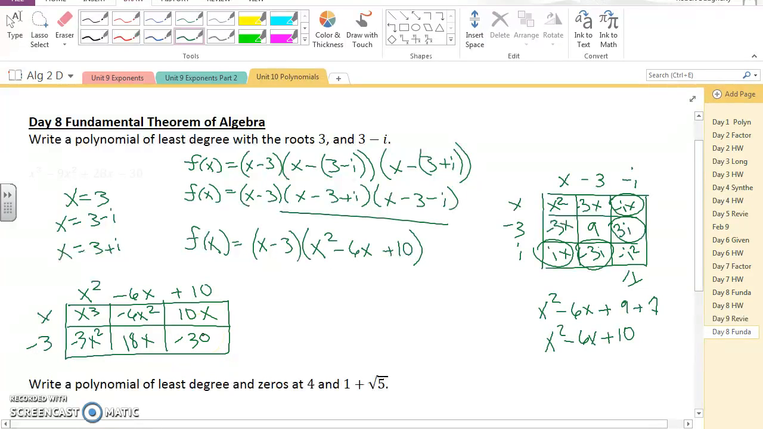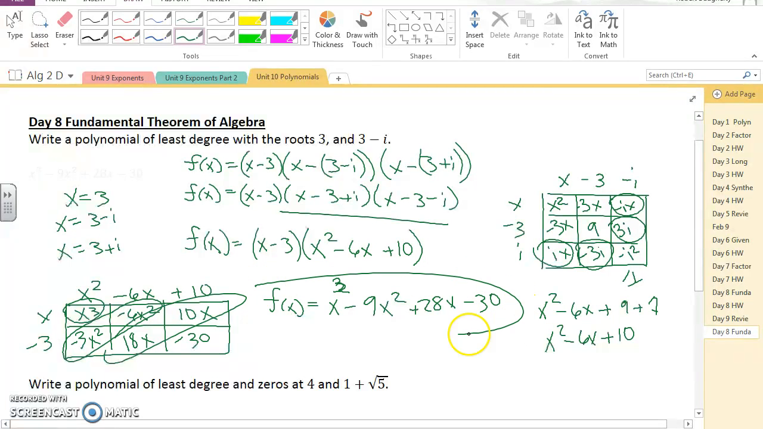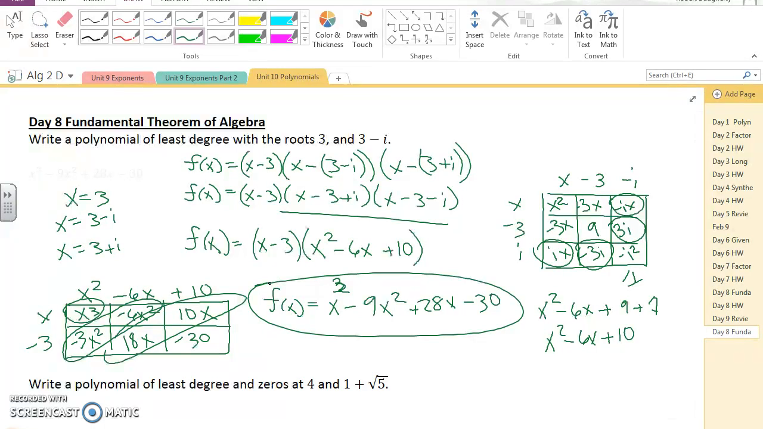So when I put all of that together, I get f of x is equal to, I've got my x cubed. This is negative 9x squared. Let me go back. This is an x cubed. x cubed minus 9x squared plus 28x minus 30. There we go. So that is multiplying when you have a complex root, and you have to multiply with a complex conjugate.